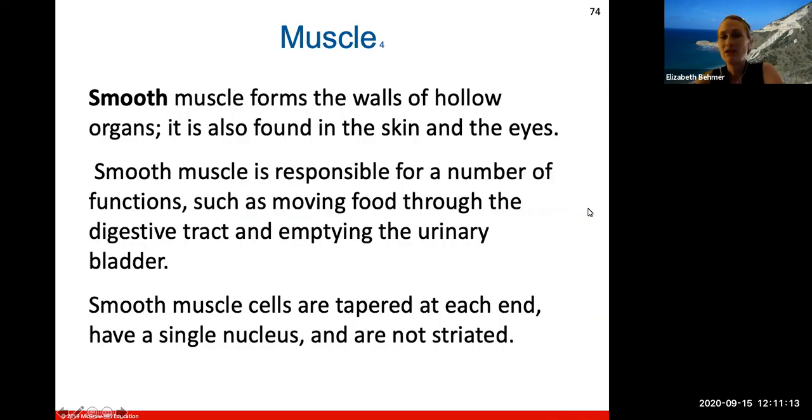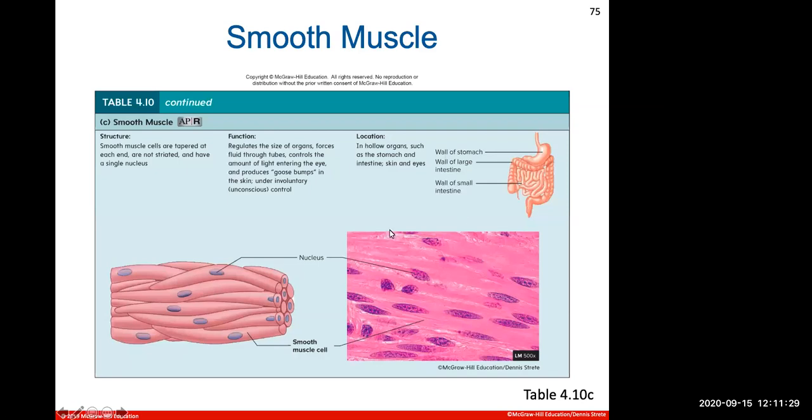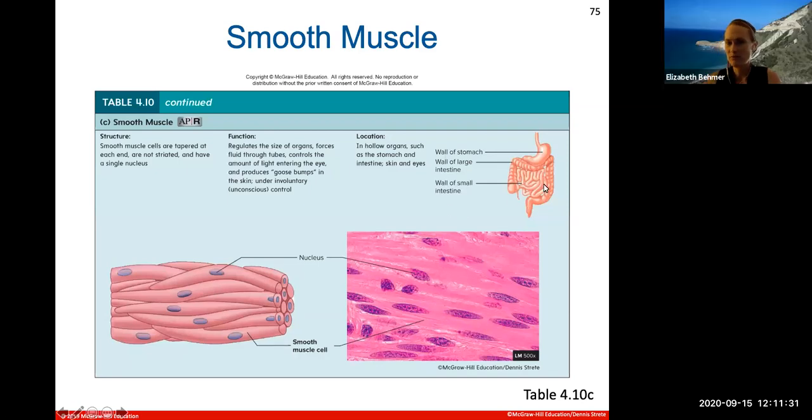Smooth muscle then is found in the walls of hollow organs, such as your intestines, your digestive tract. The uterus is also smooth muscle. So is smooth muscle voluntary or involuntary? What do you think? Involuntary. Involuntary. You're not telling your digestive tract when to move food along, or you're not telling your stomach when to move the food from your stomach to your small intestine. So this is involuntary control.